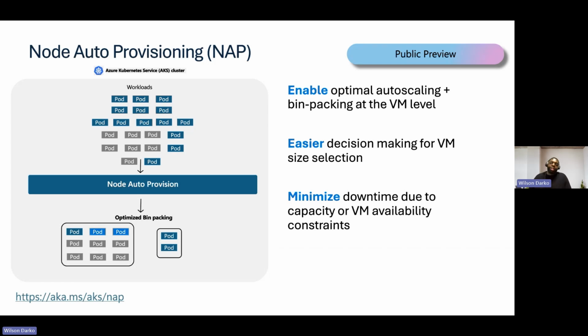In terms of what your experience prior to Carpenter and Node Auto Provision might be, you typically have to have one specific type of VM or SKU size that you're limited to per node pool. A benefit of NAP, as we refer to it, is that you're not limited to just one SKU. You can have multiple different VM types, sizes, families within the same cluster, and Carpenter will take the job of distributing your pods accordingly to what would be the best fit for your workload.